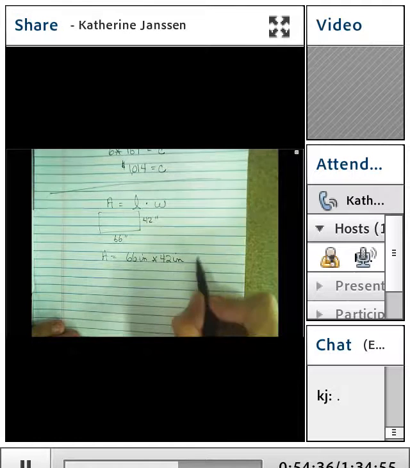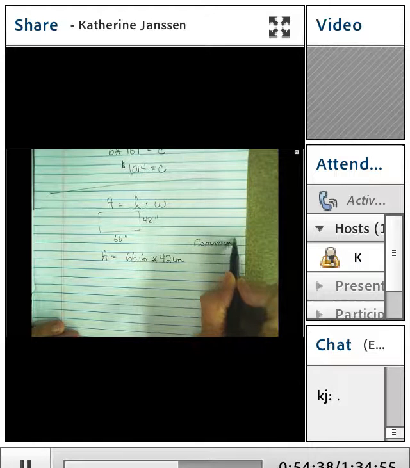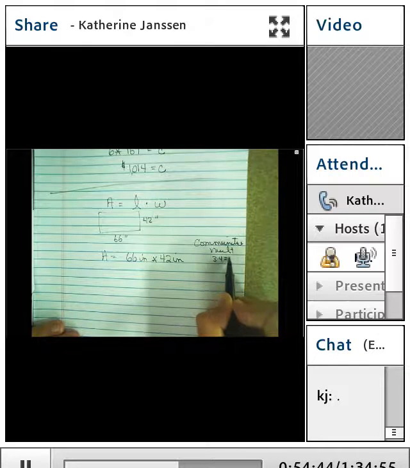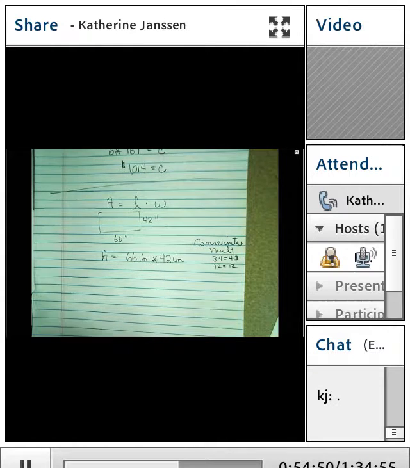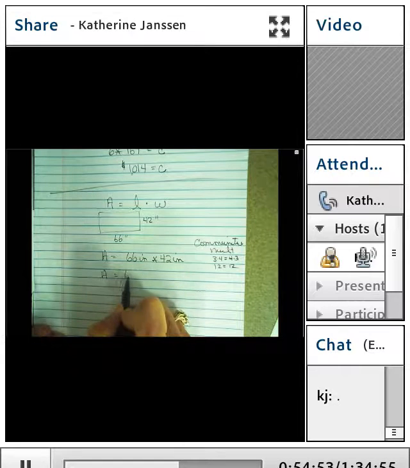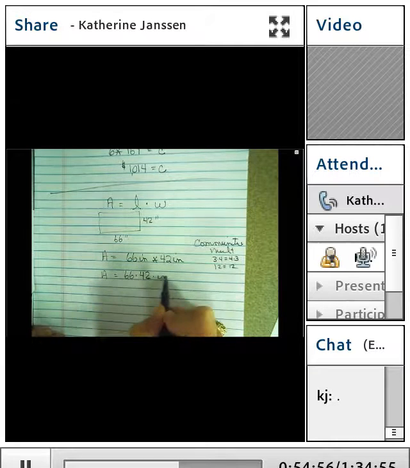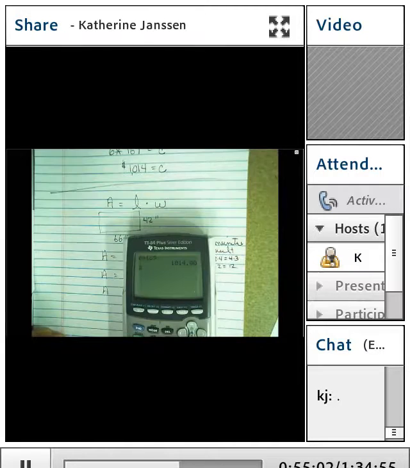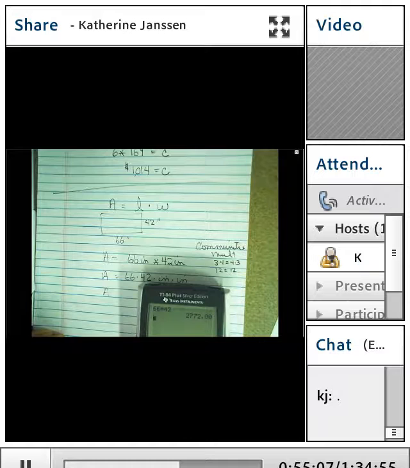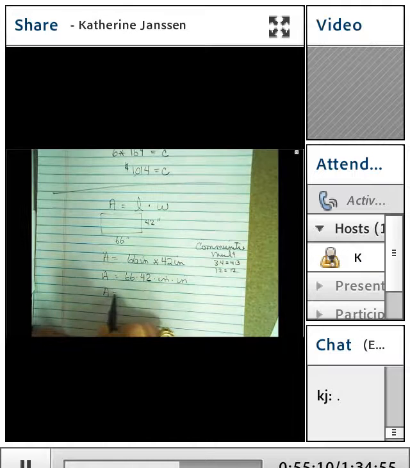Now remember the commutative law for multiplication. 3 times 4 is the same as 4 times 3. 12 equals 12. Our terms can commute as long as it's all multiplication. So I'm going to group my constants together and my unit measurements together. And 66 times 42 is equal to 2,772. And inches times inches is square inches.